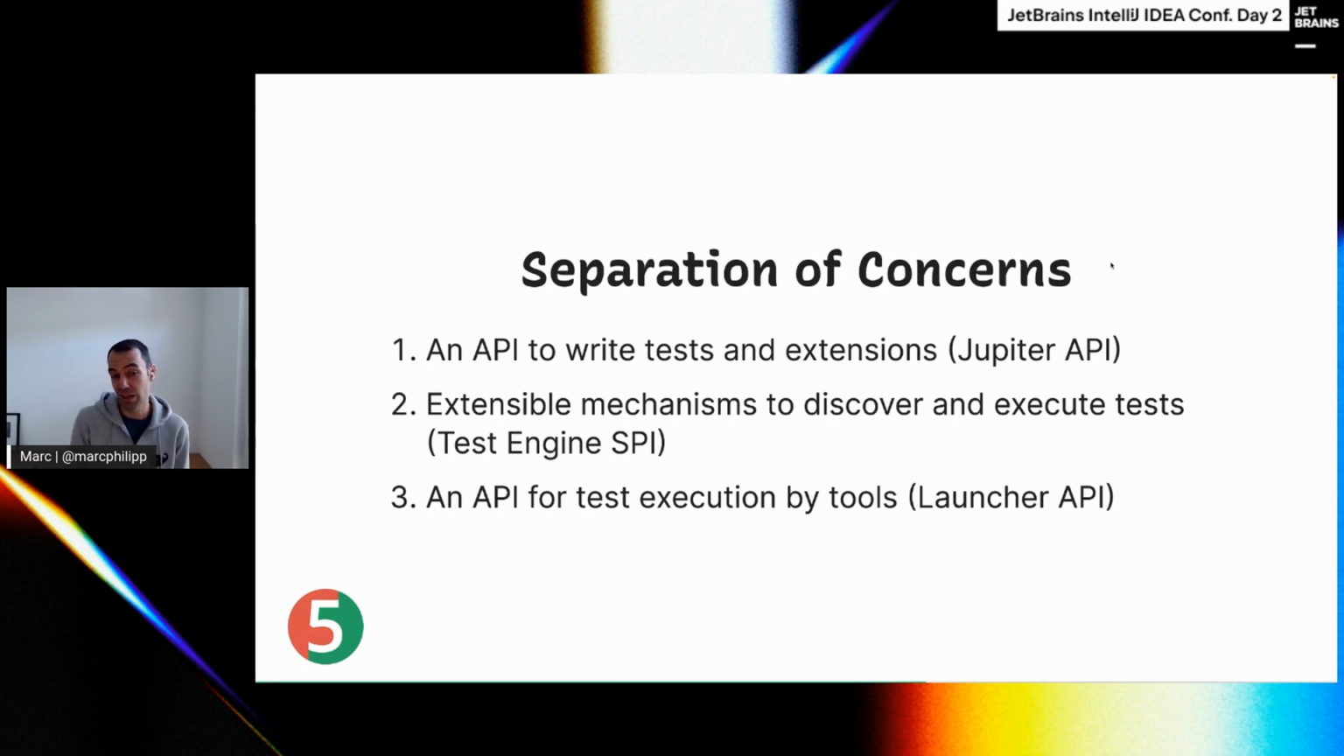Namely, the first concern is obviously that you want to write tests and extensions, so you need an API to do that, but that should be separate from the way you run things. So we also needed an API on the other side, which is the third point on the slide, for execution of tests by tools like IDEs and build tools. That's the launcher API that we'll see in a minute. So these two should be clearly separated. And in the middle, we need something that knows what is actually a test and an extension, and that would be called by this launcher to discover and execute tests.